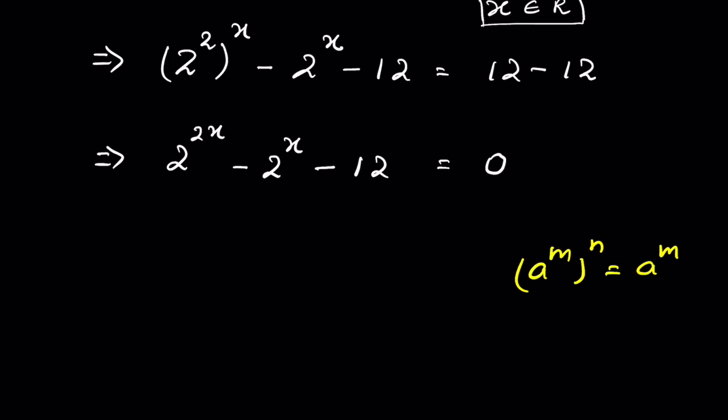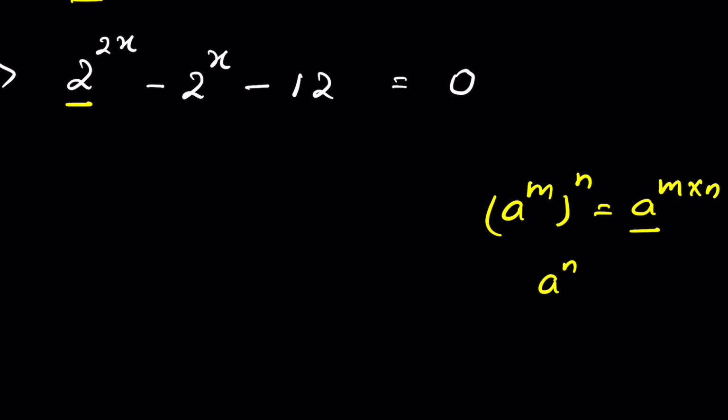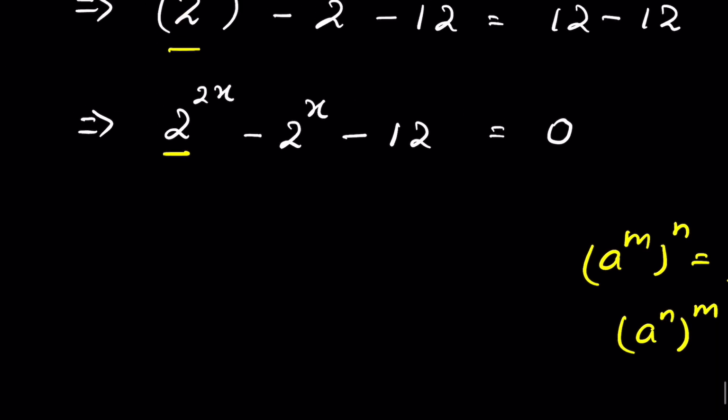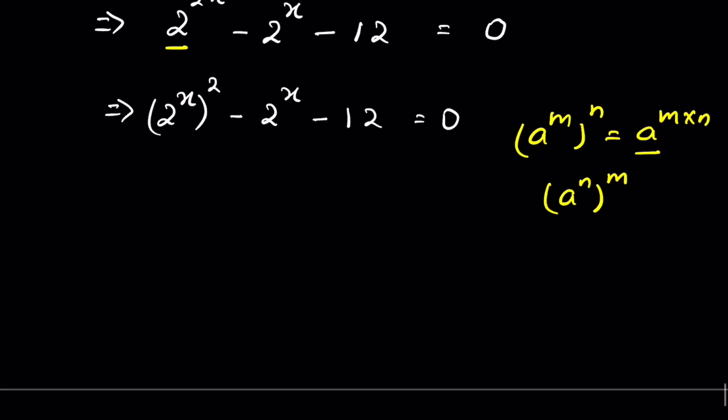Now when a raised to the power m, whole raised to the power n, is equal to a raised to the power m times n, we use this property here. Alternatively, we can also write it as a raised to the power n, whole raised to the power m. So here 2 raised to the power 2x, we can write as 2 raised to the power x, whole raised to the power 2, minus 2 raised to the power x, minus 12 is equal to 0. Now let's consider 2 raised to the power x is equal to a. In that case we have a square minus a minus 12 is equal to 0.